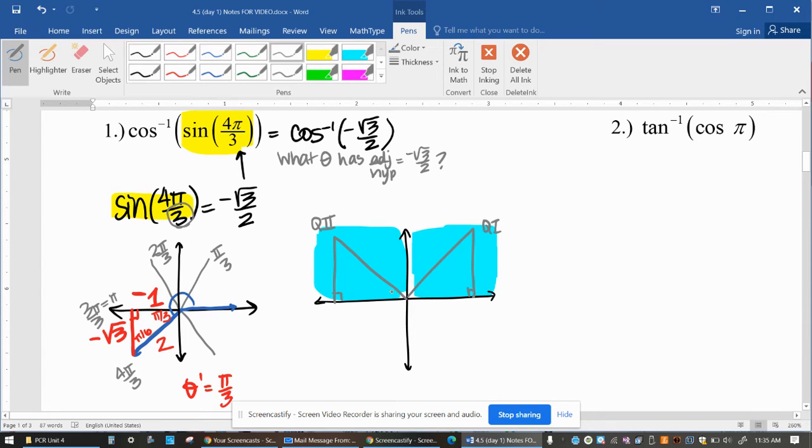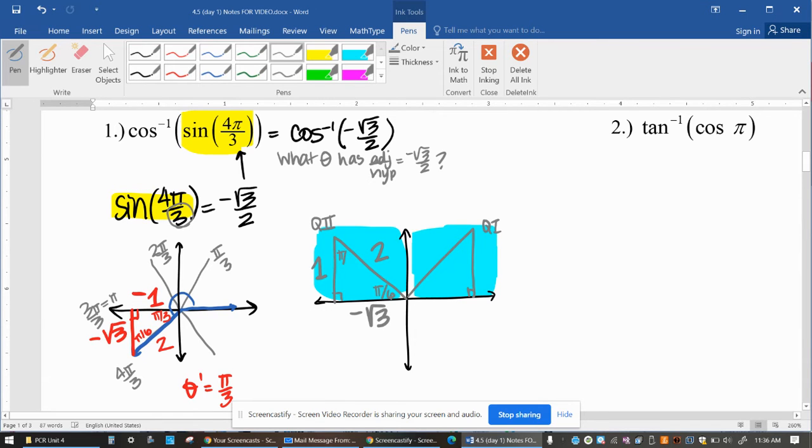So we want to figure out what angle has adjacent over hypotenuse of negative root 3 over 2. Now remember, when you go left from the origin, that side length is going to be negative. So we want negative root 3 over 2. That means the one goes here. So what angle has root 3 adjacent to it? That's 30 degrees. But we're dealing with radians, so that's pi over 6. That means this is 60.